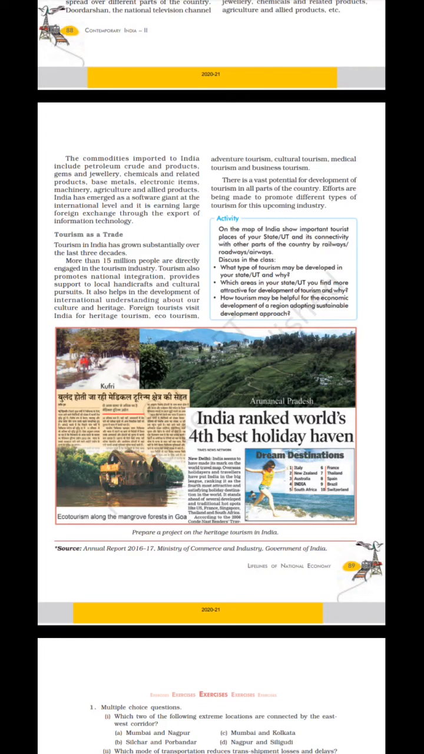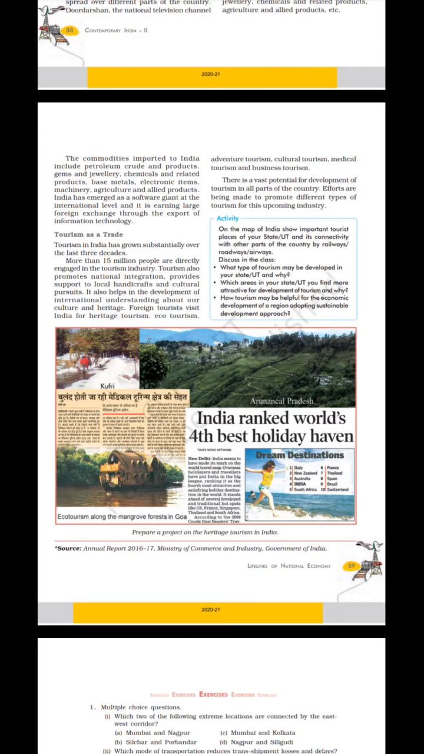The commodities imported to India include petroleum crude and products, gems and jewelry, chemicals and related products, base metals, electronic items, machinery, agriculture, and allied products. India has emerged as a software giant at the international level, and it is earning large foreign exchange through the export of information technology. Tourism as a trade.